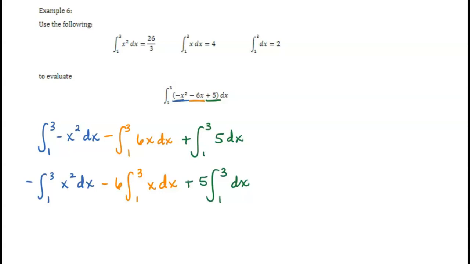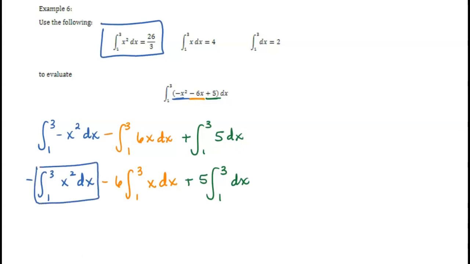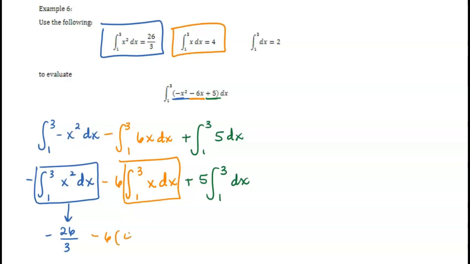And now we can actually start evaluating these integrals because they told us that the integral of x squared from 1 to 3 is 26 over 3. So just this part right there is 26 over 3. And I'll bring down the negative that was there with it. I'll go ahead and bring down this negative 6. They told us that the integral from 1 to 3 of x dx is 4. So I'm replacing that with 4. And then for the last one, they tell us that the integral from 1 to 3 of dx is equal to 2. So this is 2.